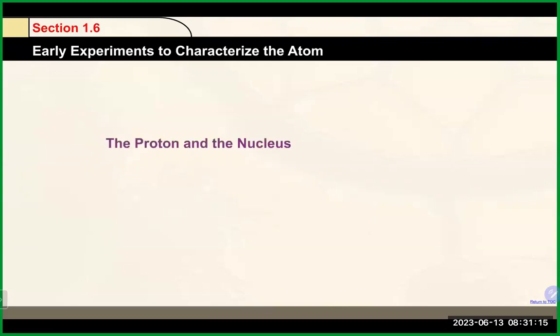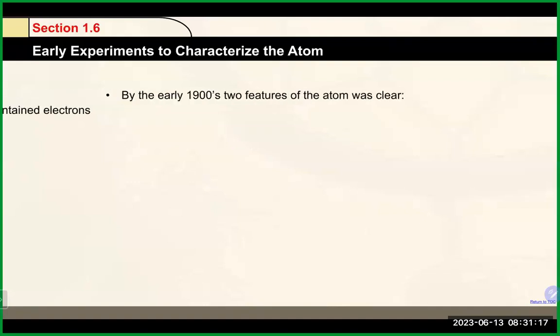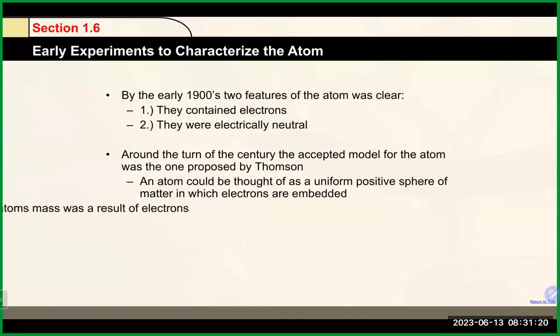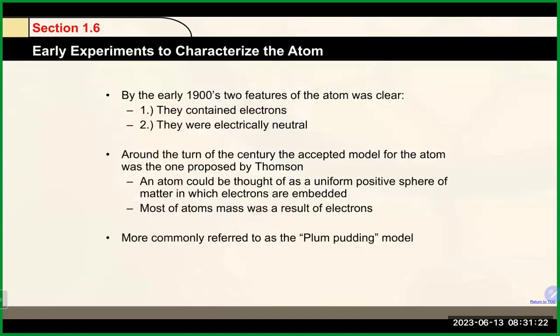So next, we're going to talk about the proton and the nucleus. By the early 1900s, through these sorts of experiments, two features of the atom were understood. It contained electrons, which were found to be negatively charged. But atoms were also believed to be electrically neutral, which means that if they have these negatively charged electrons, they must have something positively charged to balance it out, in order for the atom to be neutral.